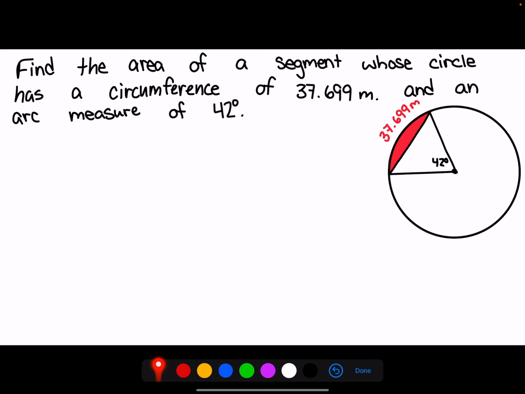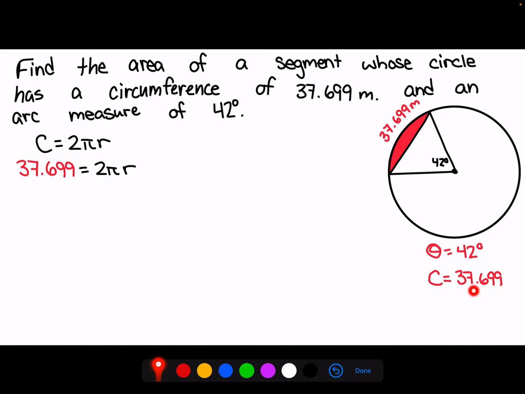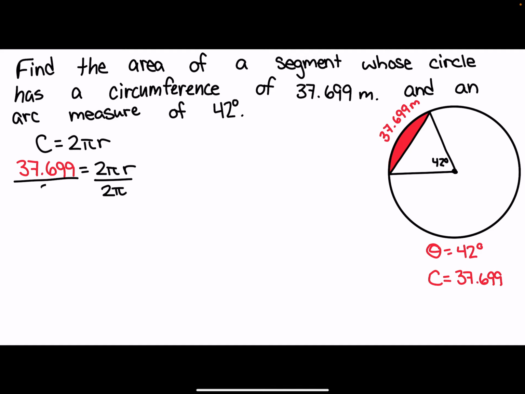All right. Next up, we want to find the area of a segment whose circle has a circumference of 37.699 meters and an arc measure of 42 degrees. So to get started, we know circumference and we know our arc measure. We also know the formula for circumference. Circumference is equal to 2 pi r. So if I plug in circumference as 37.699, I should be able to solve for r here. If I divide both sides by 2 pi, I'm left with r is equal to 6.